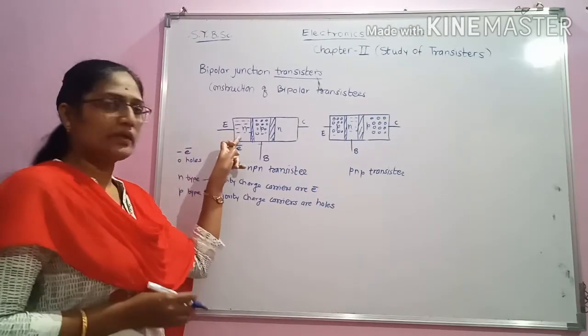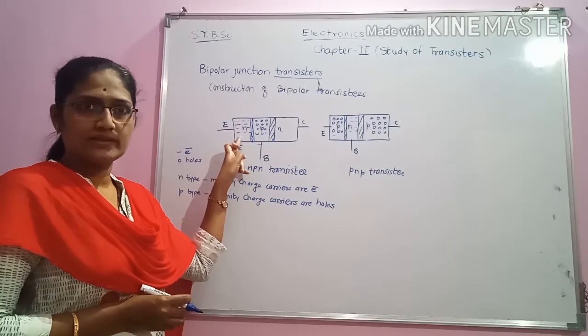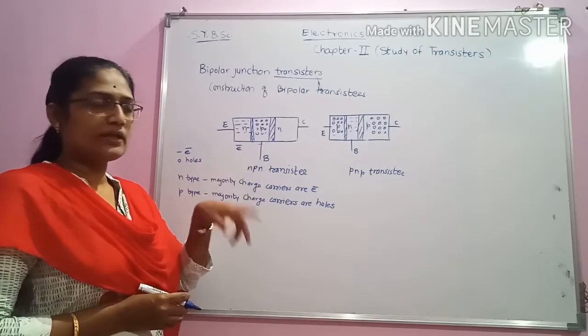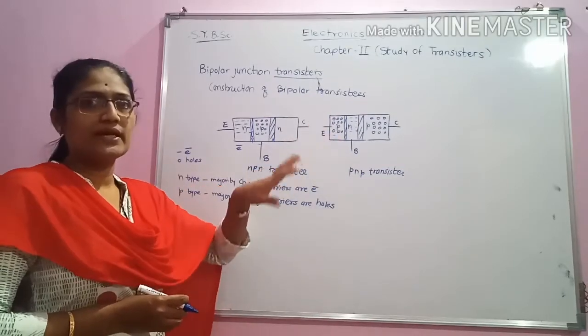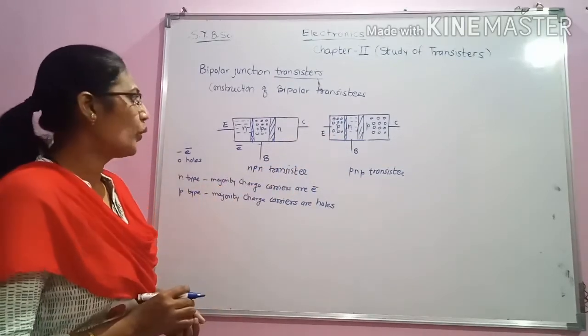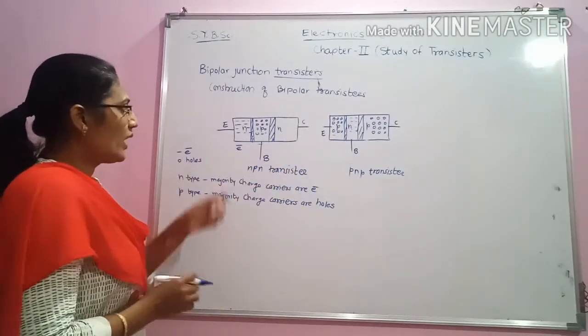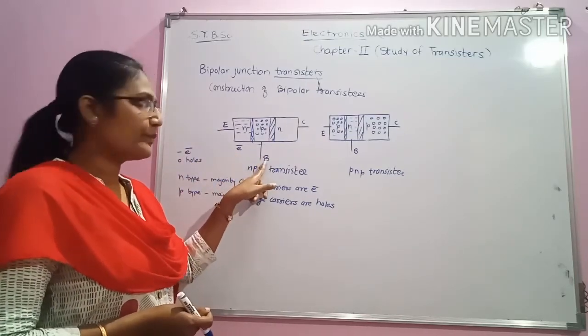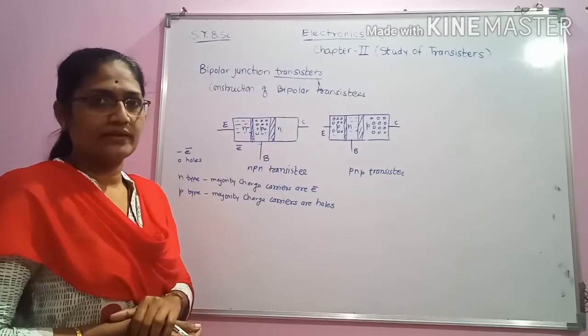Therefore, conduction in n-type material takes place with the help of electrons, and conduction in p-type material takes place with the help of holes. Then how to determine whether it is an emitter, a base, or a collector?